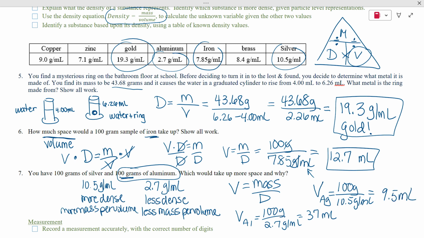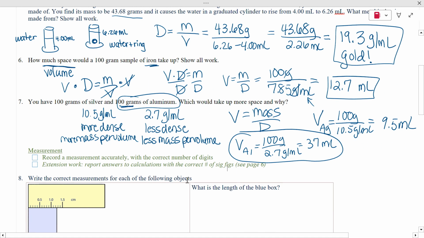So notice how my silver had a smaller volume. That's more evidence that my aluminum is taking up more space. So that's an application of just thinking about the concept of what is density. Okay, now let's look at measurements.